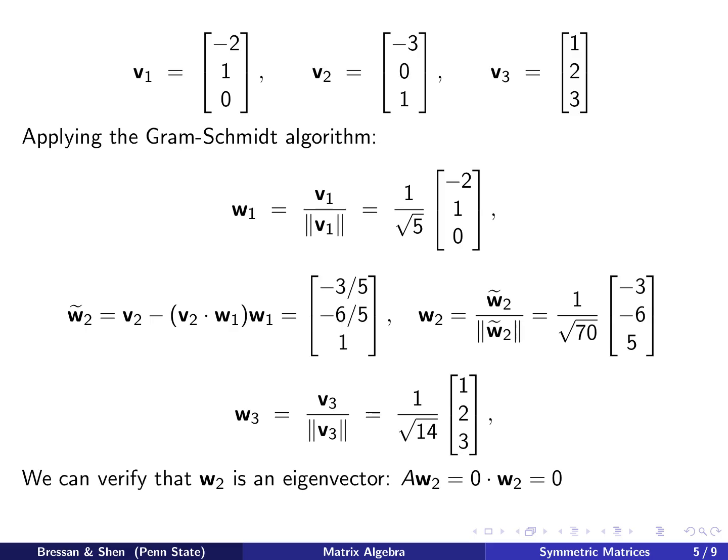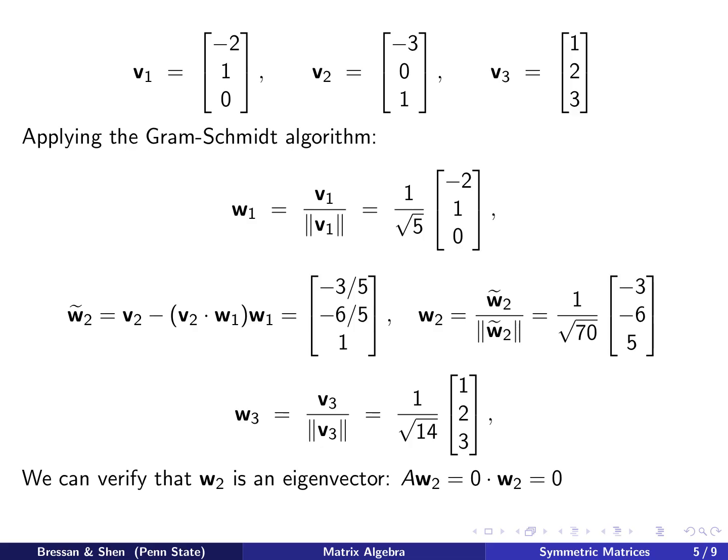Finally, we need to say a few words about W2 being an eigenvector for A with the eigenvalue 0. So one way to verify it is to just plug it in and check if this identity holds. A W2 is 0 times W2, which is true. We have all the numbers, you can easily verify that.